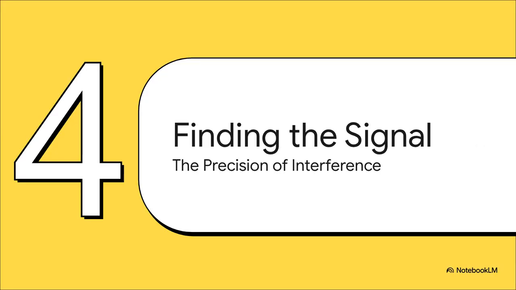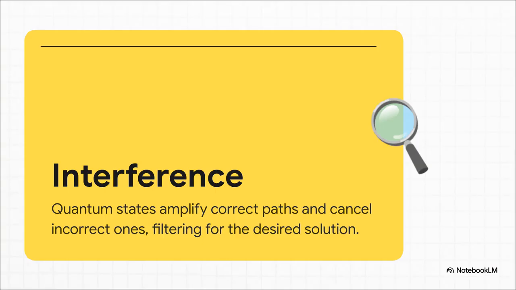All right, so superposition creates a massive space of possibilities, and entanglement links them all together. But with millions of potential answers floating around in there, how do we find the single right one? That is where our third pillar, interference, comes into play. Interference is basically the quantum computer's secret weapon for zeroing in on the right answer. It lets you manipulate the probabilities of all those states in superposition.